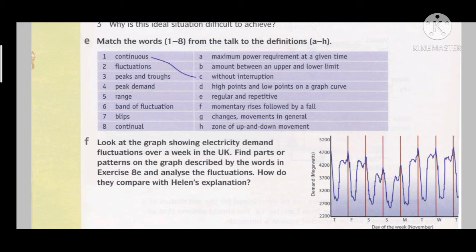تغيرات وتحركات عامة. Okay. Number 3, peaks and troughs. This is going to be number D. High points and low points on a graph curve. This is the graph curve. Okay, number 4. Peak demand. Peak demand is maximum power requirement at a given time.